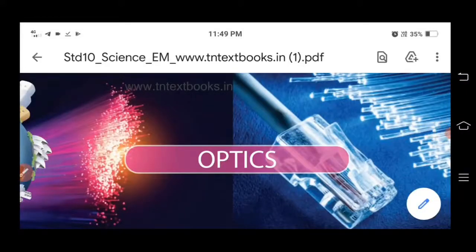Afternoon, students. Now we are learning our second lesson, optics. Students, in our last online class, we saw the topic lenses. Let me once again recall about lens.